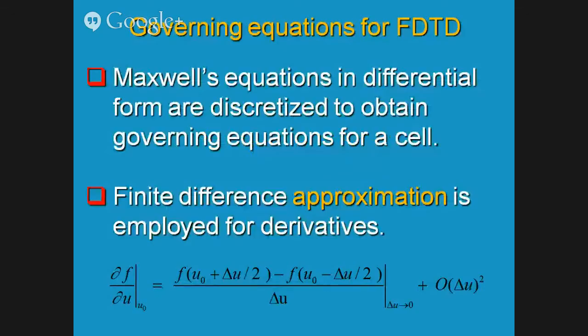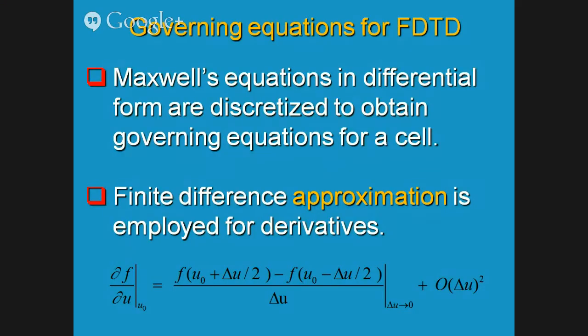So these are the governing equations for FDTD. That is, we start with Maxwell's equations in the differential form. They are discretized to obtain the governing equations. Now, when you are trying to discretize Maxwell's equations, basically in Maxwell's equations you have the derivative with respect to space and time. And those derivatives your computer cannot accept. So you turn these derivatives into the finite difference form.